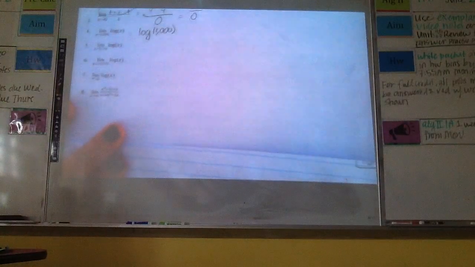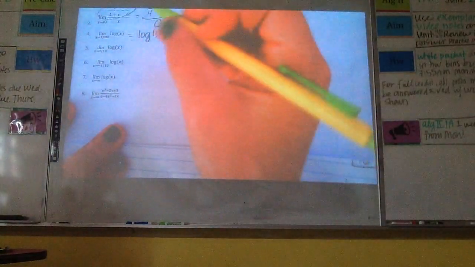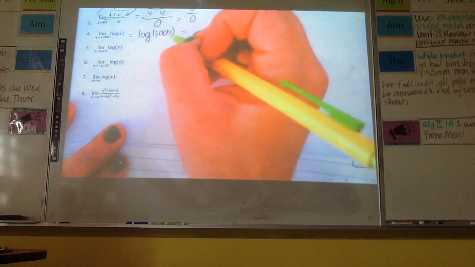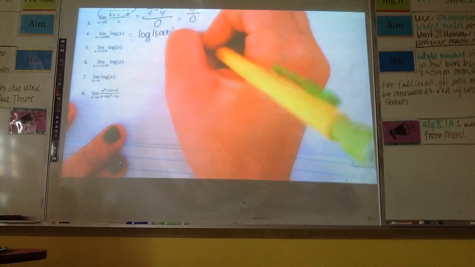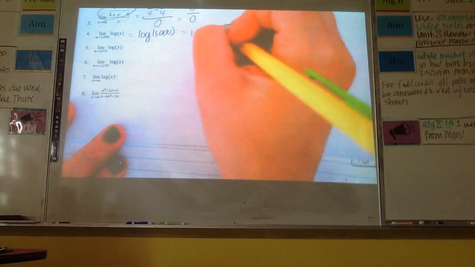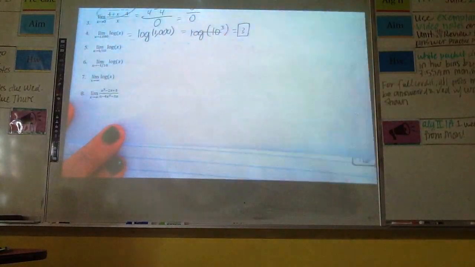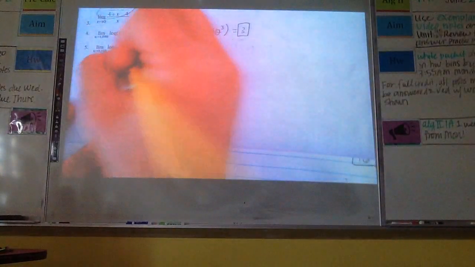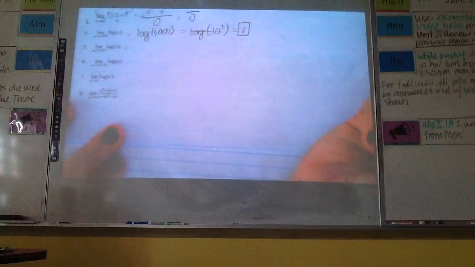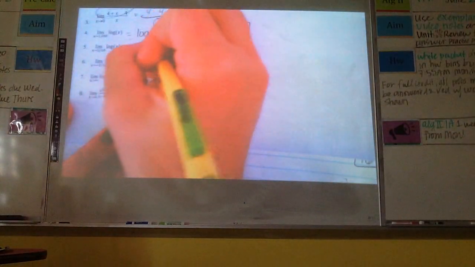You get the log of 1,000. Well, log, oh yeah, that's the inverse of 10 to a power. Oh, 1,000 we can write as 10 cubed. These are inverses, they cancel out. We just get 3.